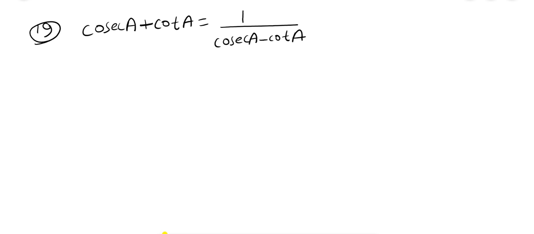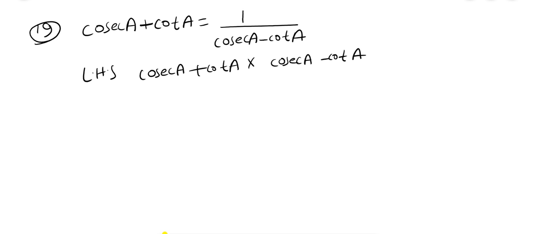So I will start from the LHS. Cosec A plus cot A, multiplied by cosec A minus cot A, and I will write cosec A minus cot A again in the denominator. Why am I writing this? Because if you cancel these, you will get one only. Anything multiplied by 1 stays the same, so I have written cosec A minus cot A.